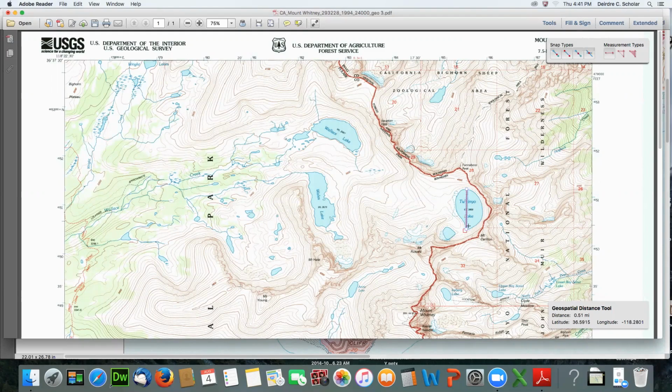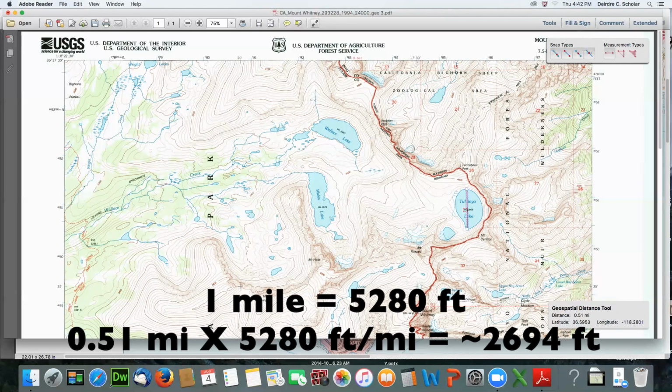And I get a distance of 0.51, slightly lower there, 0.51 miles. So that is the distance in miles, but I'm asking you to give me that distance in feet, which means that you need to convert from miles to feet. And you may recall that every 1 mile contains 5,280 feet. So if you multiply 5,280 by 0.51 of a mile, that'll give you the number of feet.